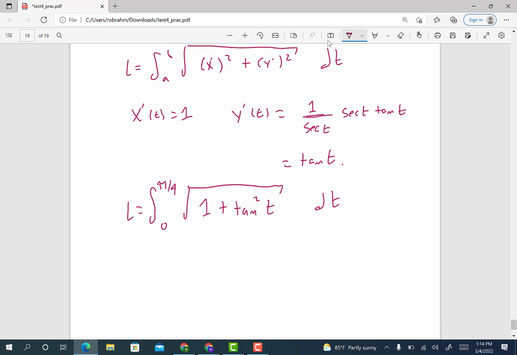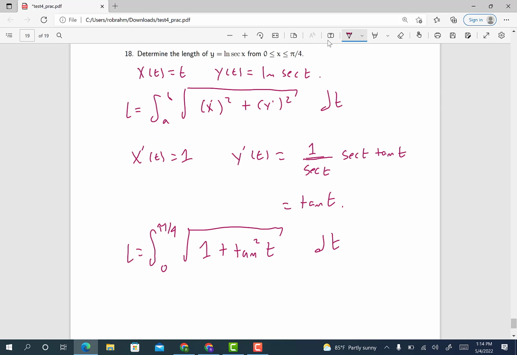We know that the identity says 1 plus tangent squared is equal to secant squared. So then we know that the square root of 1 plus tangent squared is going to be the absolute value of secant, but since x is going from 0 to pi over 4, and since t is equal to x, this means t goes from 0 to pi over 4, and over that interval, cosine is positive, and therefore secant is positive, and so the absolute value of secant is just secant.